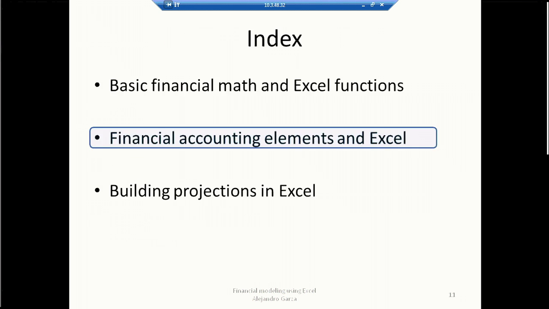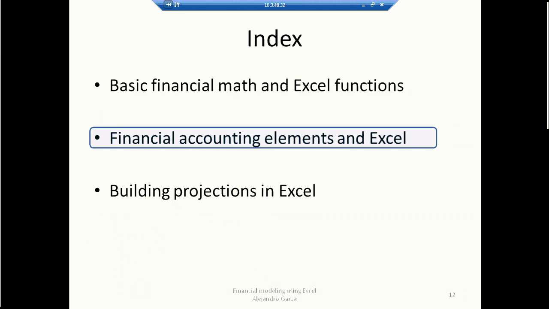Okay. So that's the first point that I wanted to show, just the basic financial math and the basic Excel functions that we're going to be using building Excel models.